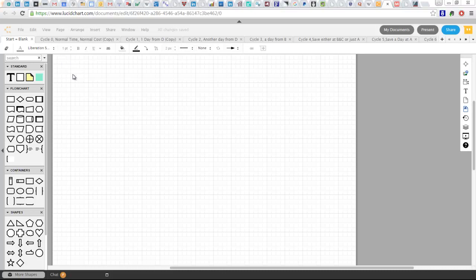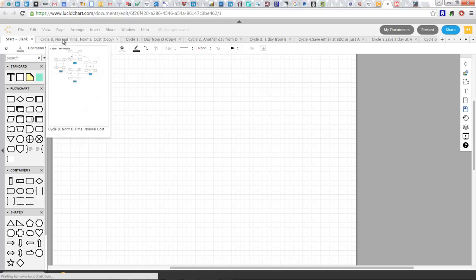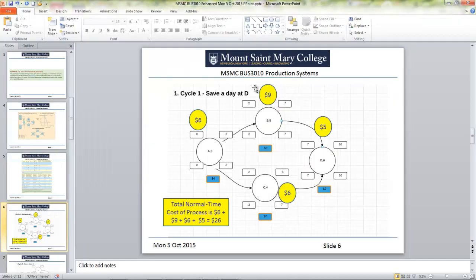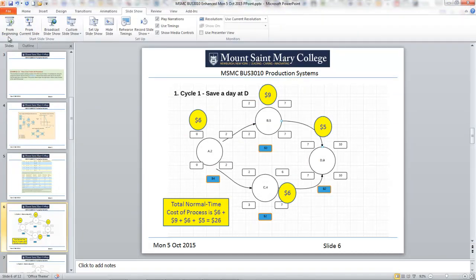So starting with a blank sheet here, we'll click on cycle 0. This is the starting point, and this is a diagram of the network that we have. And what I've done here is put in the early start, early finish times, and the late start, late finish times. Okay. I'm going to flip over here to the PowerPoint to show that I've added these slides in there with maybe even a little bit more explanation. So let's run our slideshow here from the beginning.